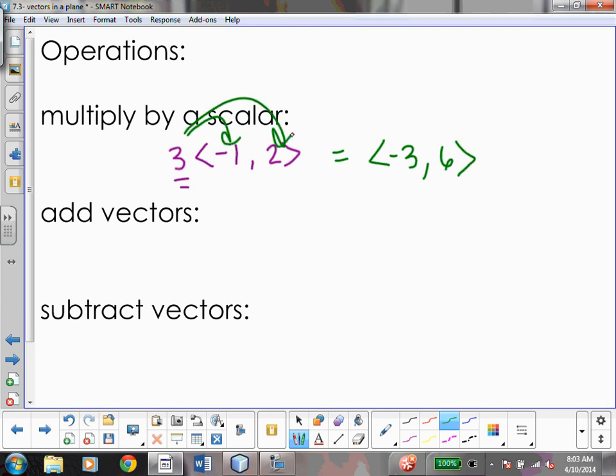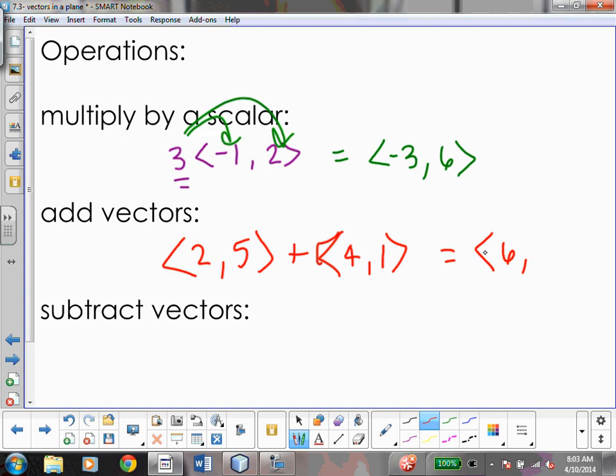You can add two vectors as well. Adding two vectors, all you have to do is add the x components and the y components. So 2 plus 4 is 6. 5 plus 1 is 6.